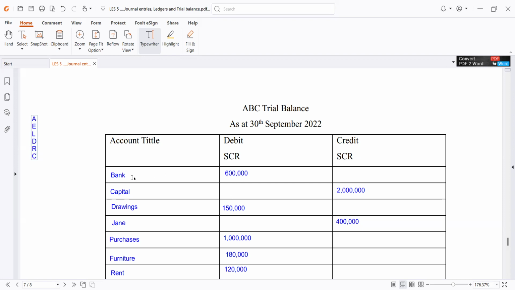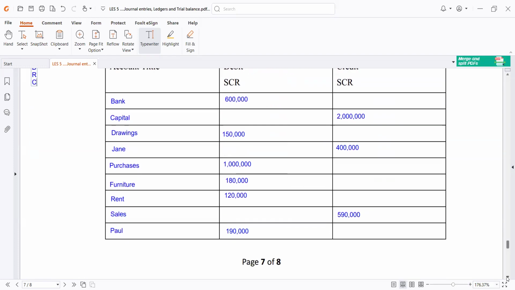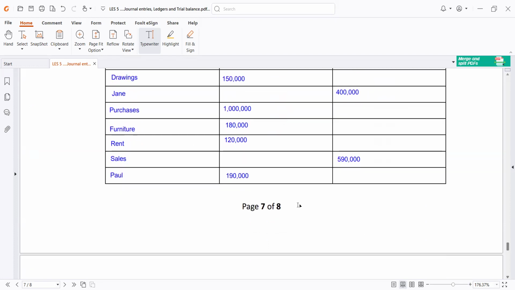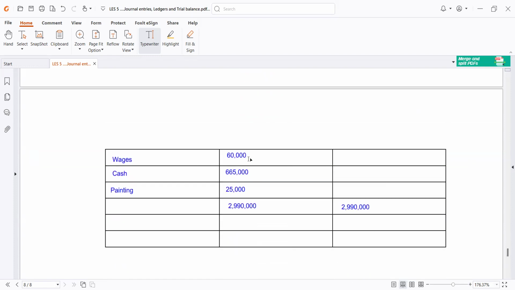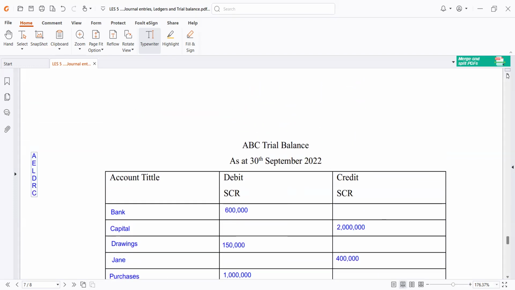Like now, bank, you see, we have bank, and even for purchases, because this one is inventory, 1 million. Furniture, it's on the debit side. We proceed like that. We go to Paul. Paul is our accounts receivable. It's an asset account. We have wages, expenses, cash is an asset, painting. So this one should be able to guide you where they are, because they all appear on the debit side.